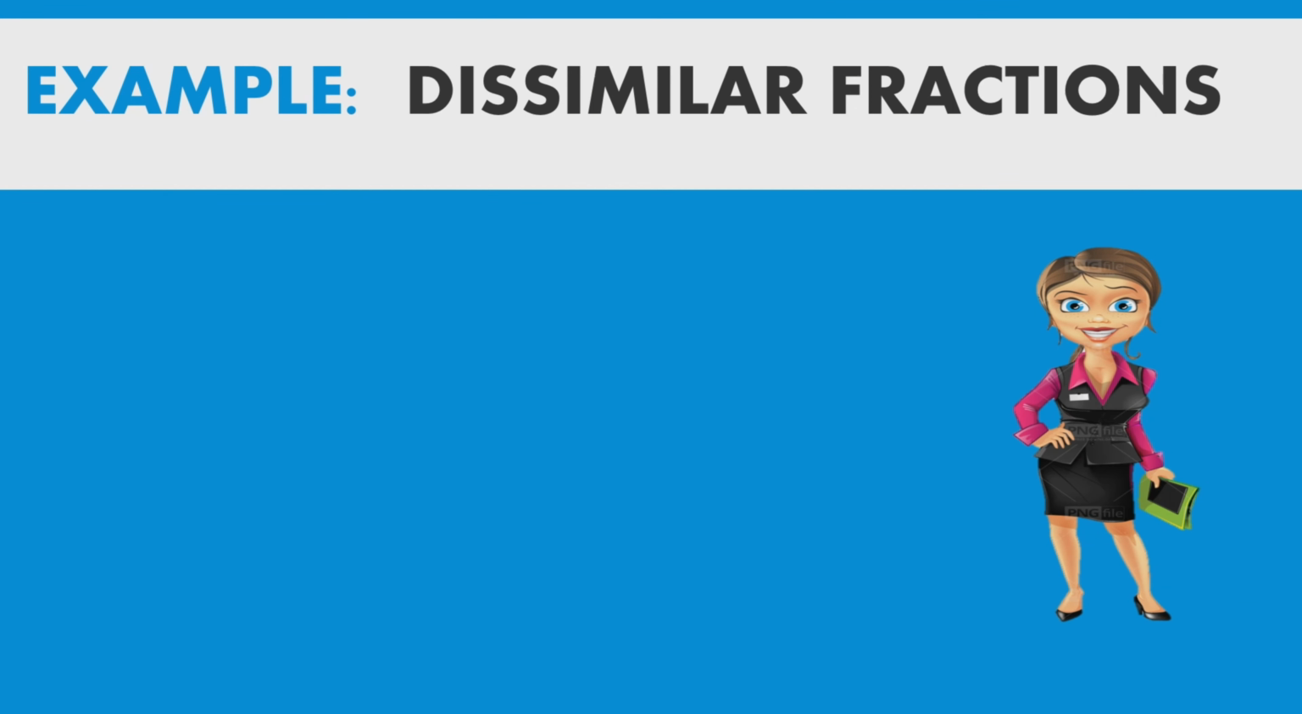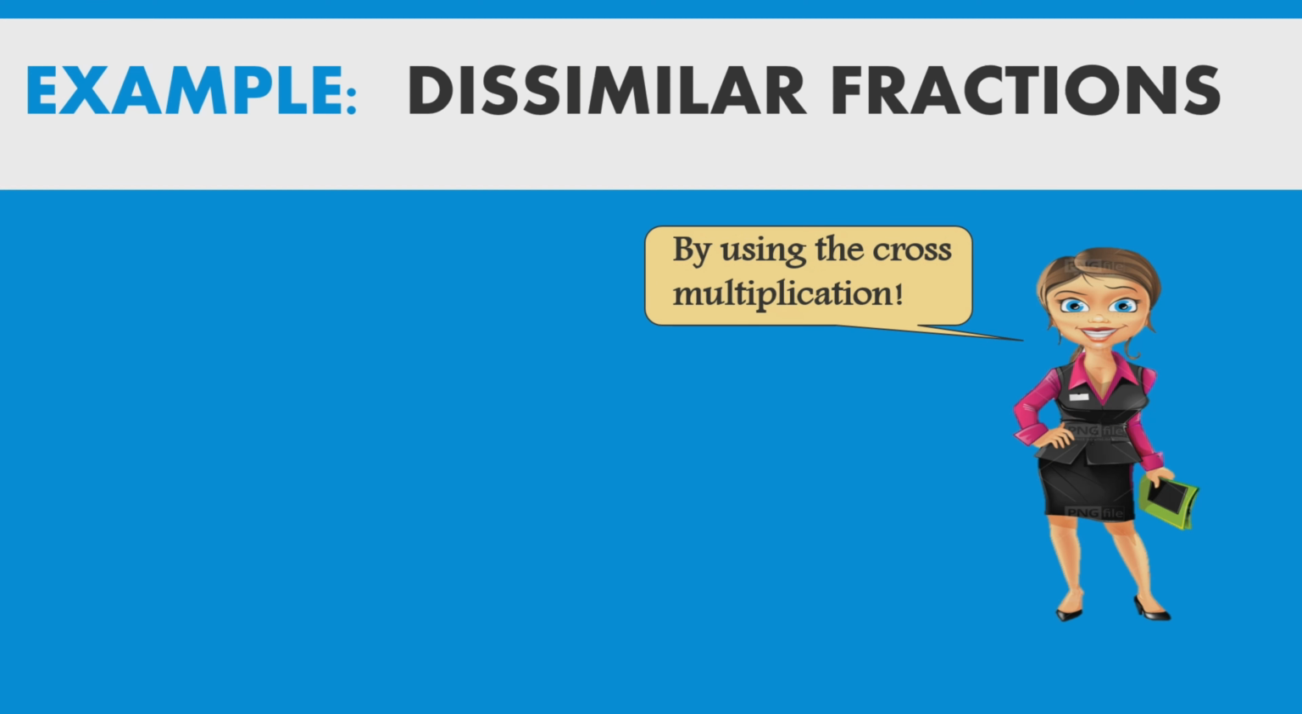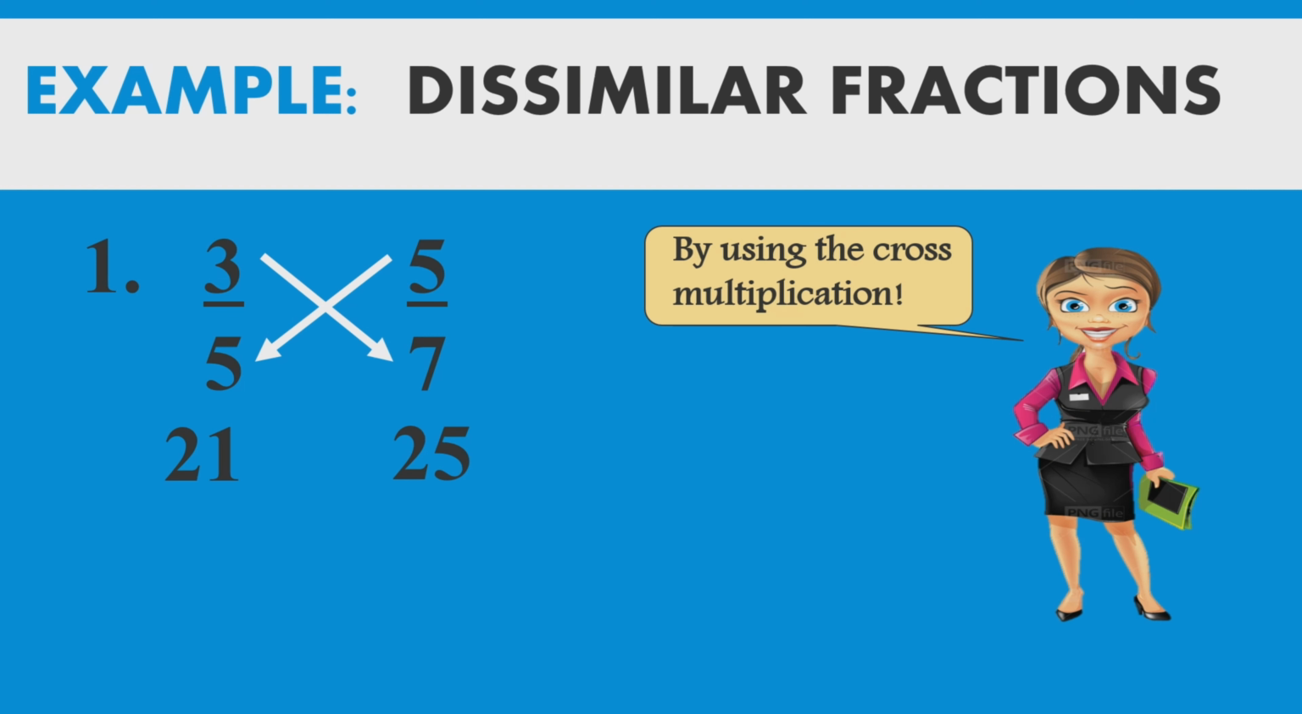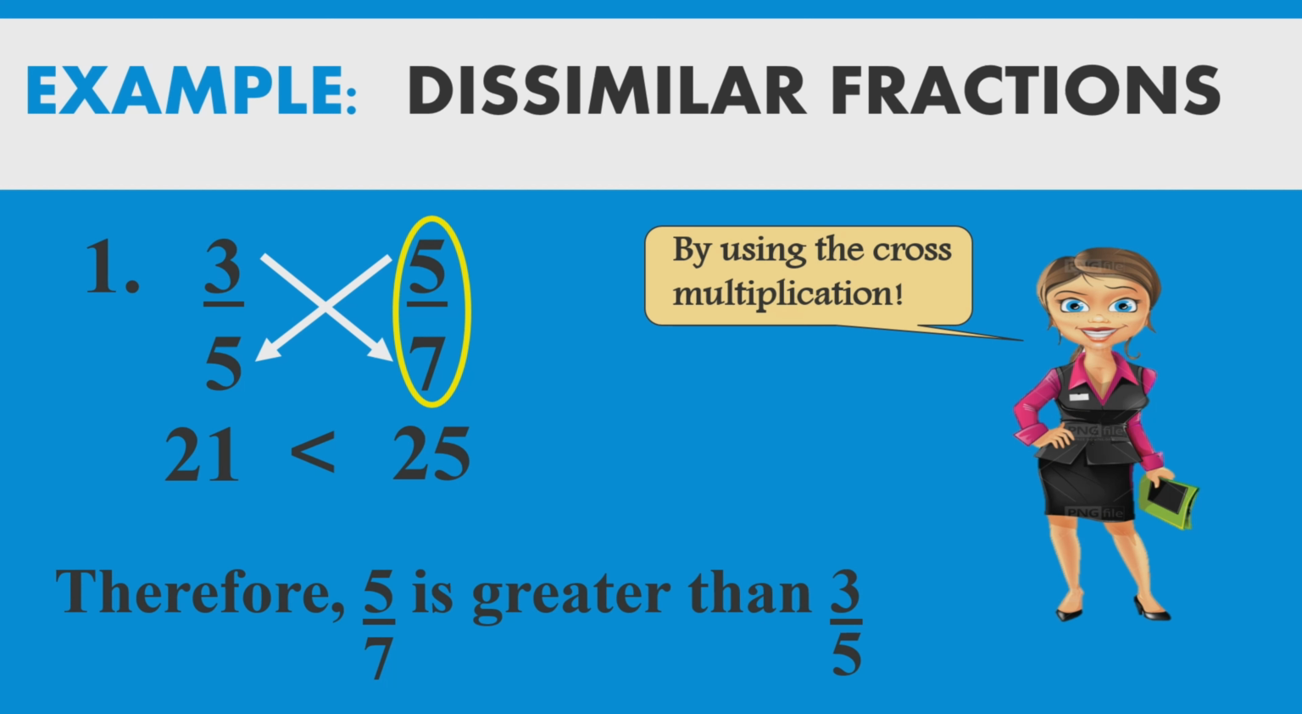Now let us compare the dissimilar fractions by using cross multiplication. For number 1, we have 3/5 and 5/7. So let us multiply 3 times 7, and that is 21, and 5 times 5, that is 25. And then let us compare. Since 21 is less than 25, therefore 5/7 is greater than 3/5.